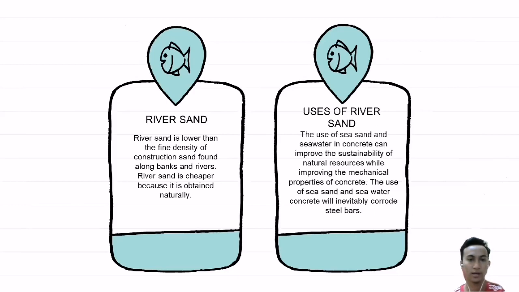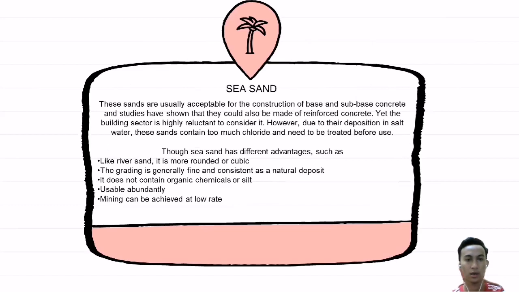River sand is a lower-density, fine construction sand found along banks and rivers. River sand is cheaper because it is obtained naturally. Use of sea sand. The use of sea sand and seawater in concrete can improve the sustainability of natural resources while improving the mechanical properties of concrete. The use of sea sand and seawater in concrete will inevitably lead to corrosion of steel bars.